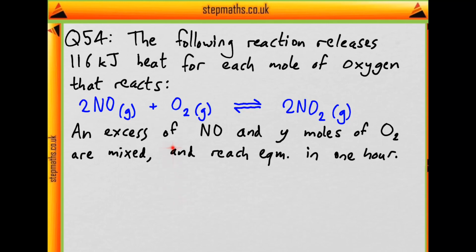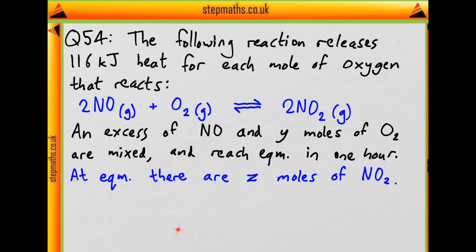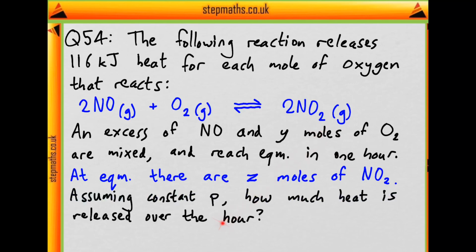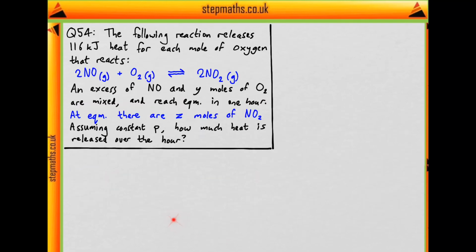You're told that an excess of nitrogen monoxide and Y moles of O2 are mixed and that they reach equilibrium in 1 hour. And at equilibrium there are Z moles of NO2. So the question is, assuming constant pressure, how much heat is released over the hour? So where should we begin here?